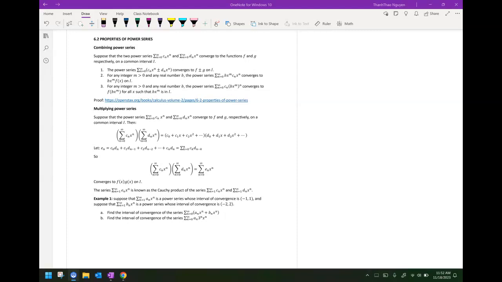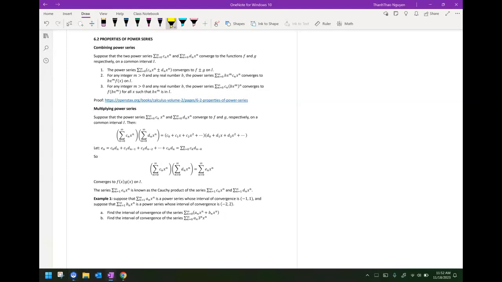Suppose we have two power series that converge to f and g, respectively, on a common interval I. So when we add or subtract two power series together, it converges to the sum or difference of the two functions f and g on the interval I. Now for any integer m greater than 0 and any real number b, if we multiply that with the series, say c sub n times x to the n, this converges to b times x to the m times f of x on the interval I.